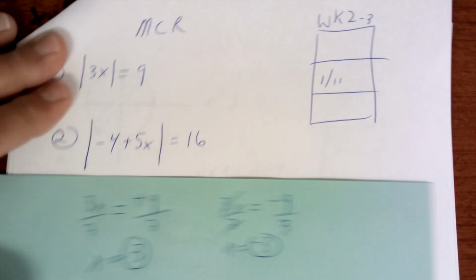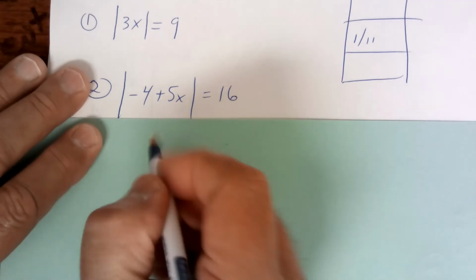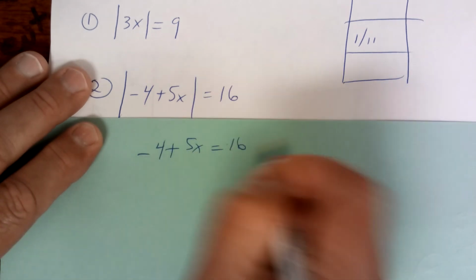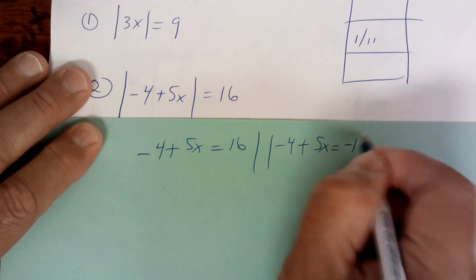This one right here, you do it exactly the same way as I just did. So you put -4 plus 5x is equal to 16. -4 plus 5x is equal to a -16. And then you work it out.